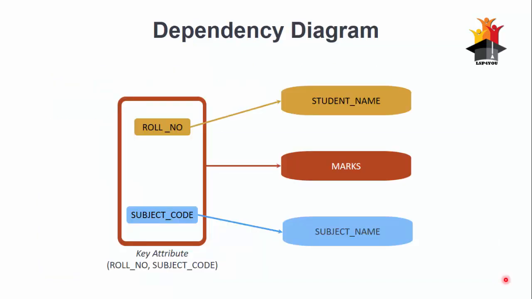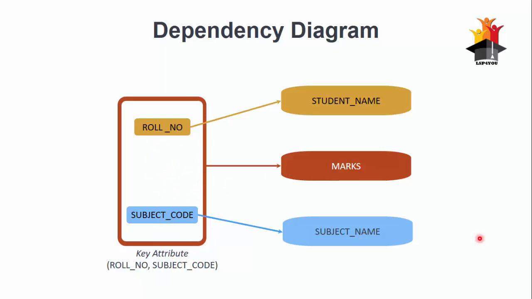In this dependency diagram, we can identify 3 types of functional dependencies in the relation. Roll number determines the student name, subject code determines the subject name, and the combination of roll number and subject code determines the marks. Or you can say that student name is functionally dependent on roll number, subject name is functionally dependent on subject code, and the marks is functionally dependent on the key attribute. The key attribute is roll number and the subject code. This is the key attribute in this relation.